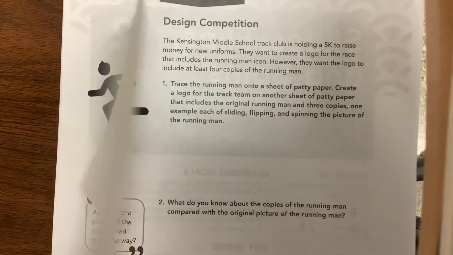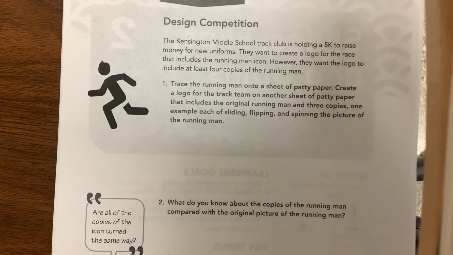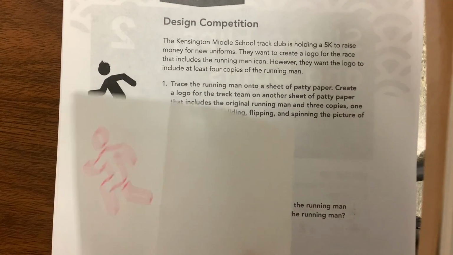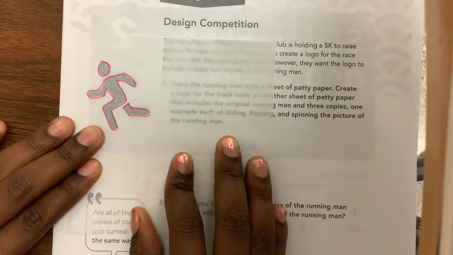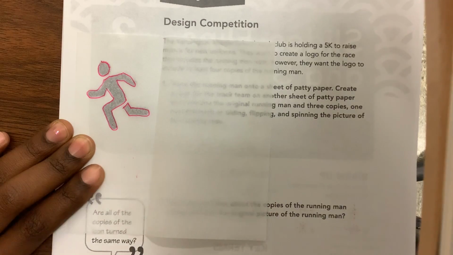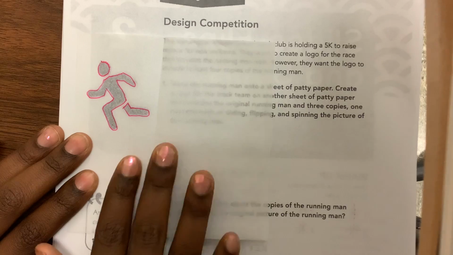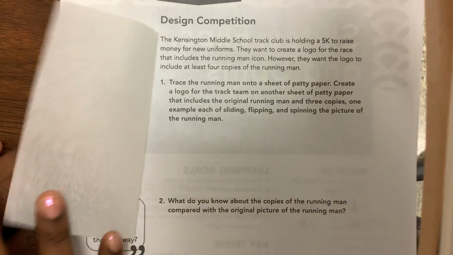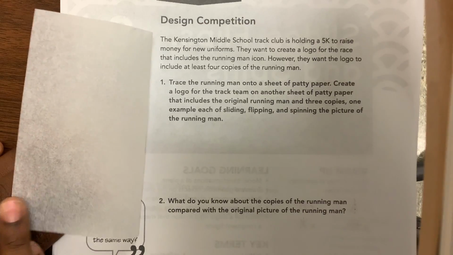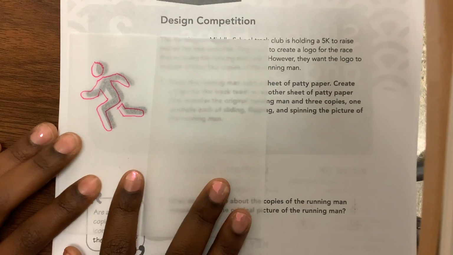Pause the video here. All right, so you should have your Running Man trace. Of course, I'm going to do a different color so that you can see it better on the video. Now that we have our original Running Man, it asks for us to provide an example of each sliding, flipping, and spinning the picture of the Running Man.